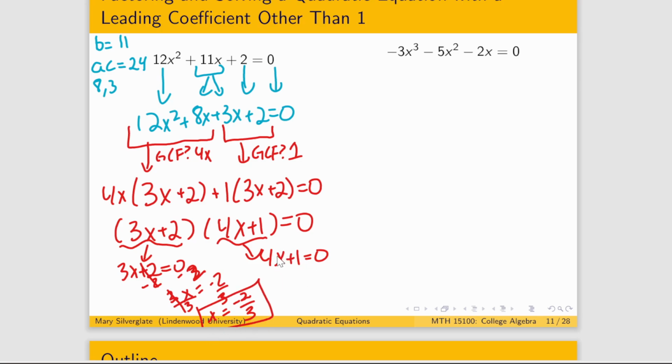Same idea for the other one. So I want to again get x by itself. So I first undo adding 1 by subtracting 1 on both sides. I'm left with 4x is equal to negative 1. Then I undo multiplying by 4 by dividing by 4 on both sides. So I'm left with x is equal to negative 1/4.